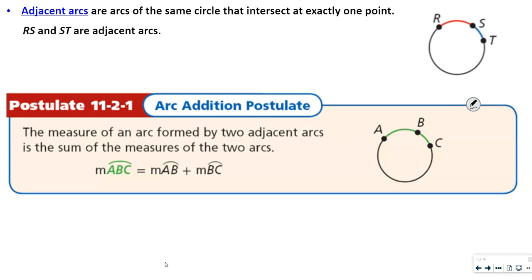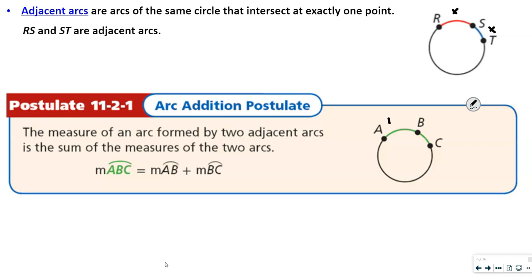These are arcs that are in the same circle that intersect at one point. So obviously this arc RS right here and this arc ST right here are adjacent arcs. You add them together to get the whole arc. So that's what the arc addition postulate is.